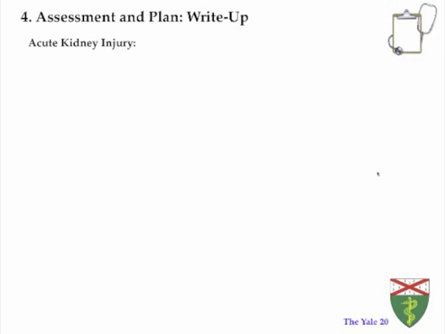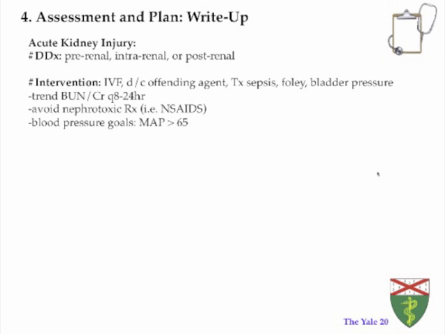So after hurriedly typing up our history, physical, labs, and injury, we can now focus on the plan for what we're doing for this acute kidney injury. First, we want to mention our leading diagnosis and the differential, whether that's pre-renal, intrarenal, and post-renal. We can then list our respective interventions specific to the type of AKI. Are we giving them fluids? Are we discontinuing the offending agent? Are we treating their sepsis?